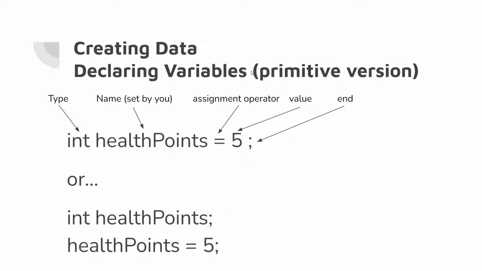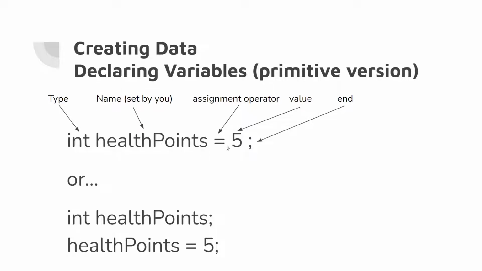Creating data, declaring variables, the primitive, easy version. All right. So to declare a variable, we give it a type, we give it a name. So here's a nice properly formed one. It is a type of integer. It is health points, good old HP, right? Health points, it's lowercase because it's a variable. And here we also provide an assignment operator, equals. So in addition to declaring it, we are doing an assignment as part of this declaration.